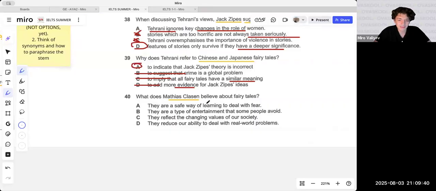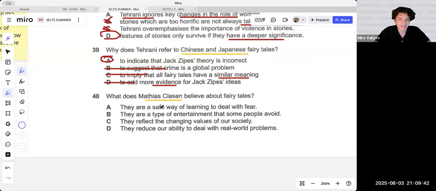Right. What does Matthias Klassen believe about fairy tales? They're a safe way of learning to deal with fear. Yeah, basically, that is the answer. They are a type of entertainment that some people avoid. No, we don't avoid, he said. We seek out those. That means we want those. So it's completely false.